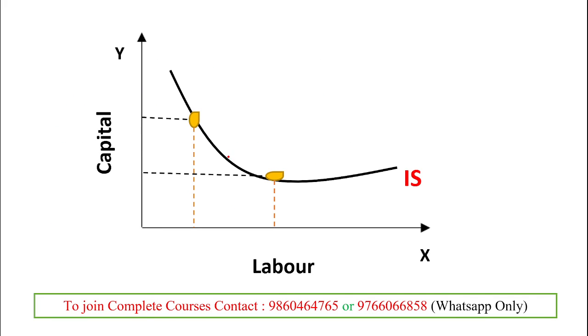Okay, and this is the isoquant. Here capital and labor are the two resources, and the various combinations of labor and capital join to form an isoquant.